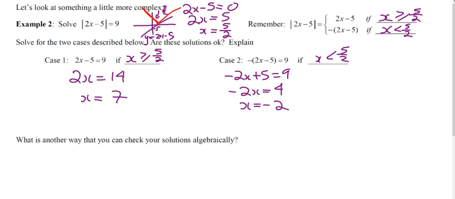So, looking at the solutions. This says x has to be greater than or equal to 5/2, and it is. This says x has to be less than 5/2, and it is. So then those solutions should work. What's another way you can check your solutions algebraically? So first off, let's state the solution set. Okay, so x is equal to negative 2 or 7, right?